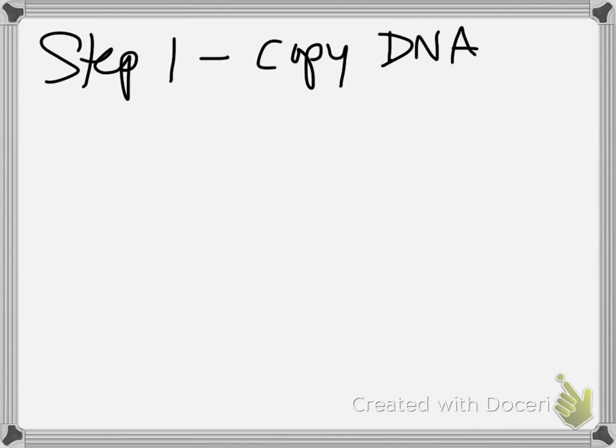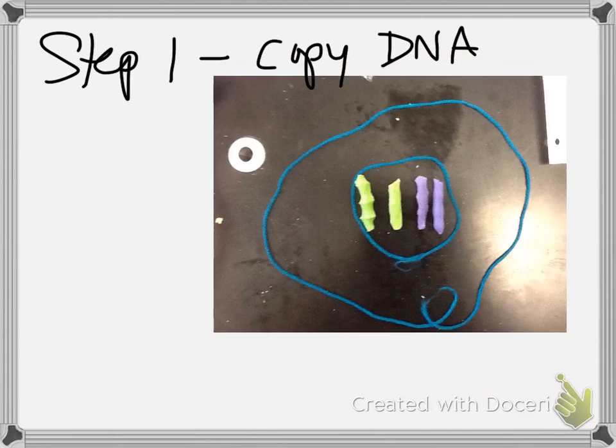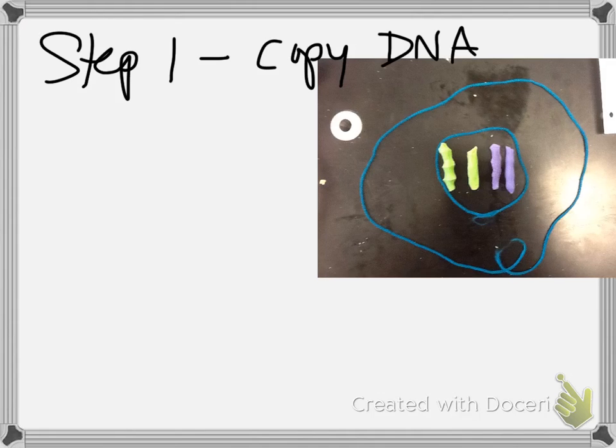First thing you need to do is copy all the DNA in that cell, so you end up with something that looks like this. So I now have 2 of each of those. It is dry and crumbly, sorry. And don't get too precious with this, just do your best.